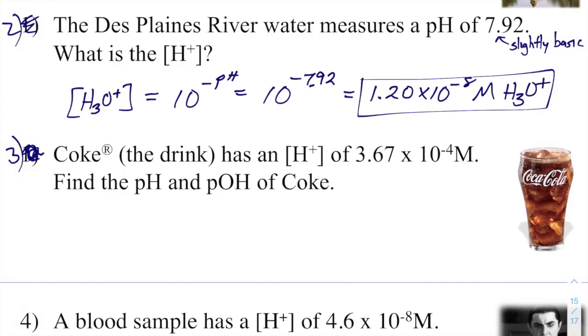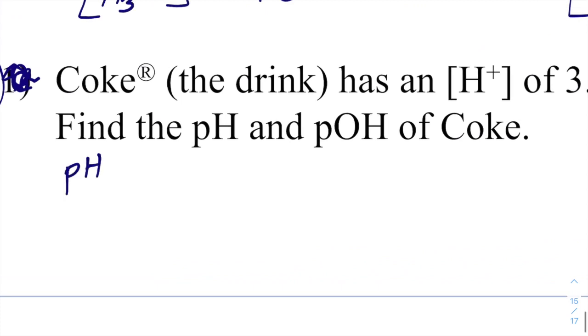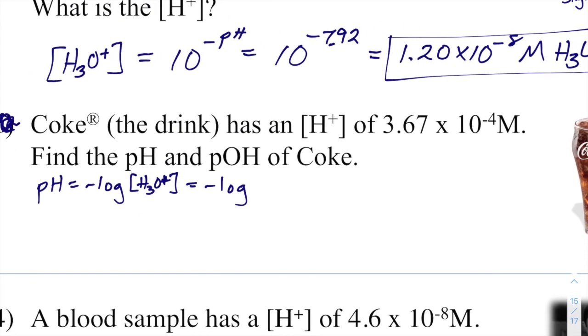To find the pH is going to be pretty straightforward. Just like before, pH is negative log of H3O plus. Notice I'm always writing my equation out so that it's clear what has to be plugged in. So that's negative log of 3.67 times 10 to the negative fourth. Because that number is greater than 10 to the negative seventh, we would expect that this would be acidic, since it's a larger amount. So let's pop this in the calculator.